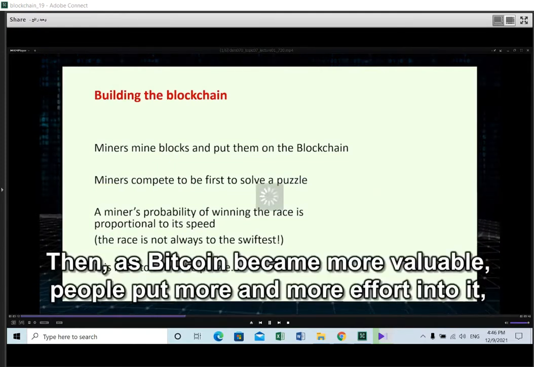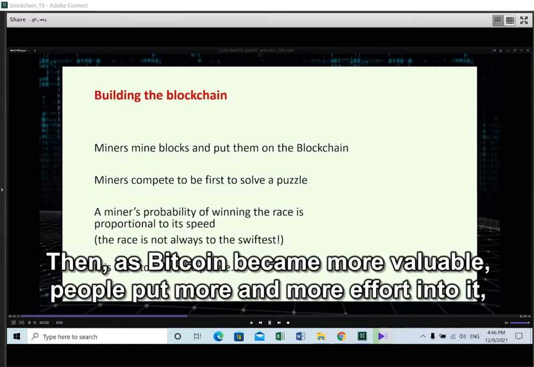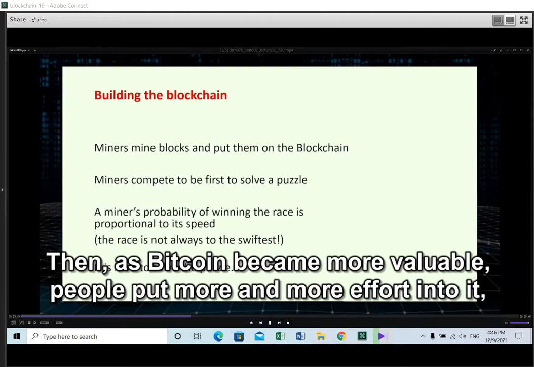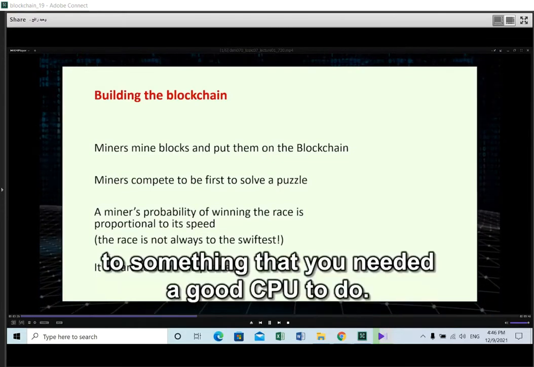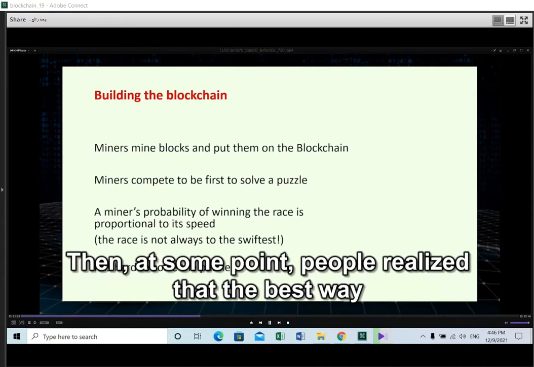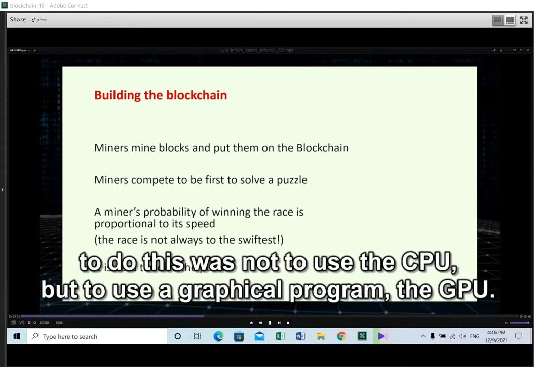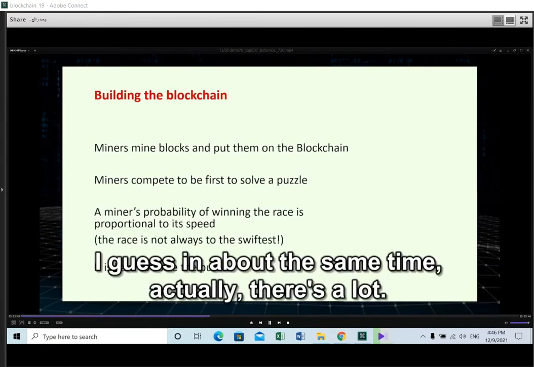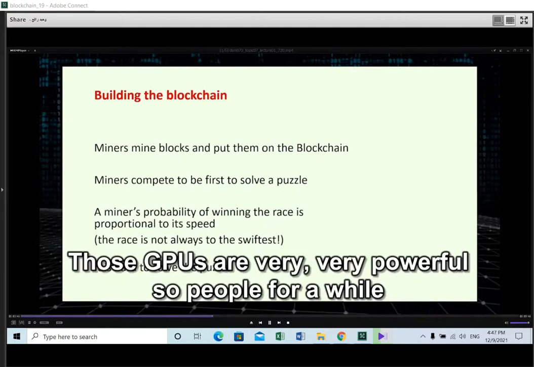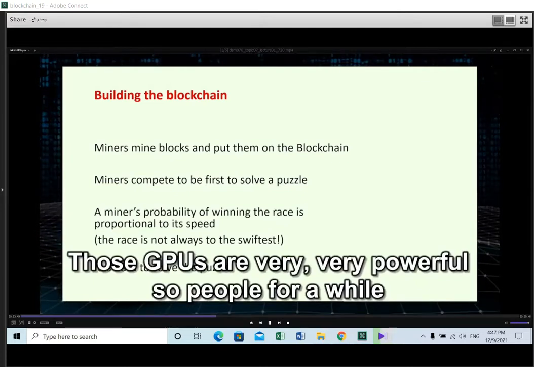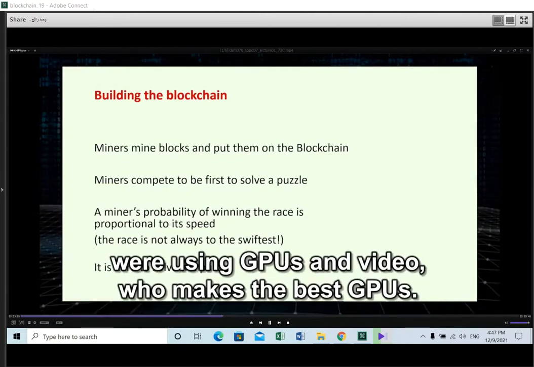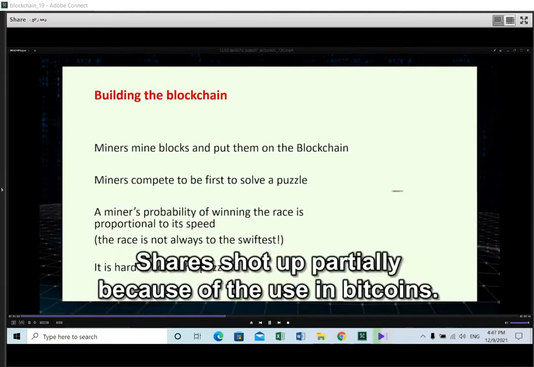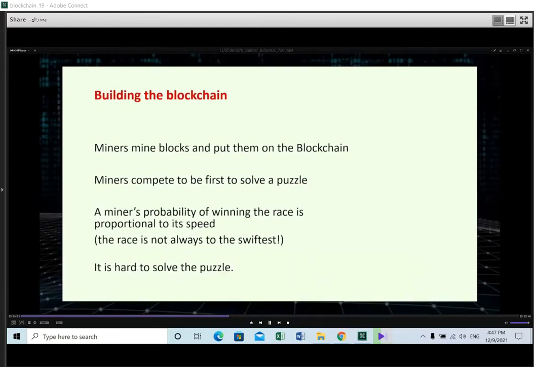And then as Bitcoin became more valuable, people put more and more effort into it and more and more hardware. So we went from something you could do on your laptop to something that needed a good CPU. And then at some point, people realized that the best way to do this was not to use a CPU, but to use a graphical processing unit, a GPU. The same thing happened with machine learning, I guess at about the same time. Those GPUs are very, very powerful. So people for a while were using GPUs, and NVIDIA, who makes the best GPUs, saw its shares shoot up partially because of the use in Bitcoin. Anyway, that's an aside.